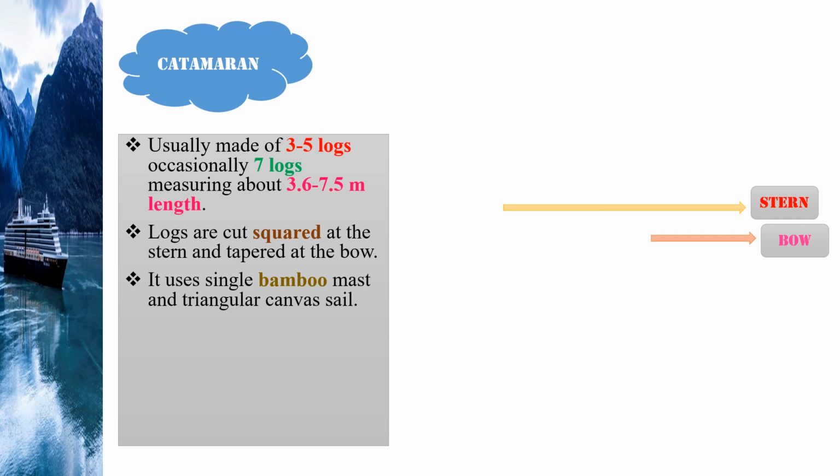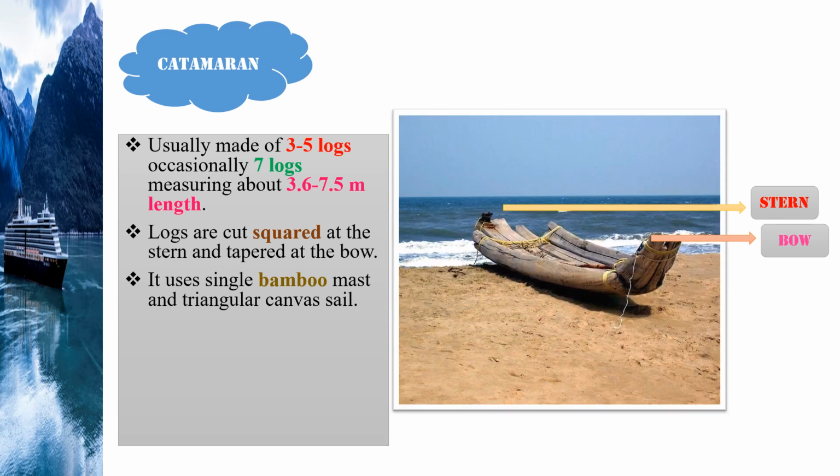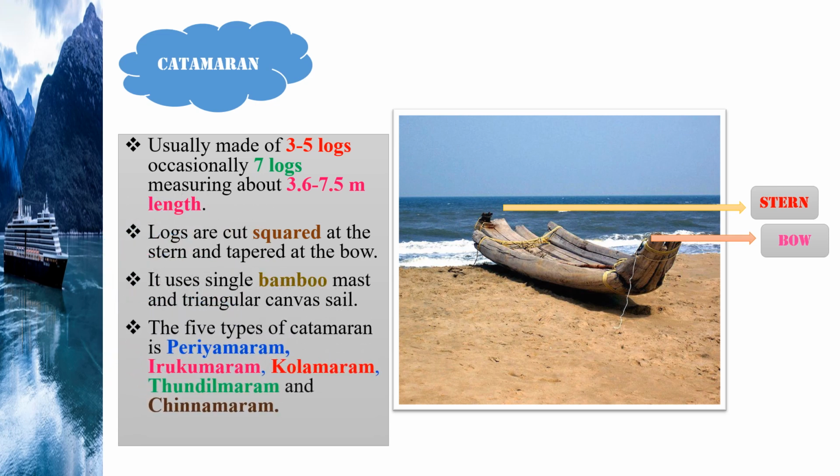Now we discuss the catamaran. The catamaran is usually made of 3 to 5 logs, up to 7 logs. Here one end is sharp and the other end is flattened to give it a triangular shape. The 5 types of catamaran are Periyamaram, Irukumaram, Kolamaram, Tundil Maram and Chinnamaram.